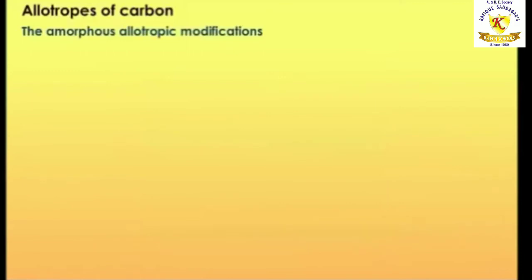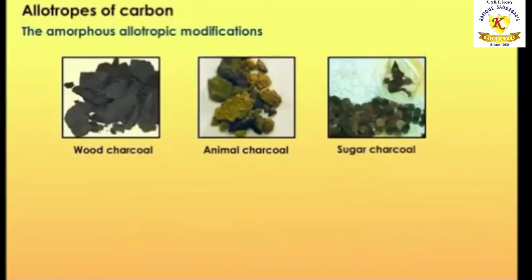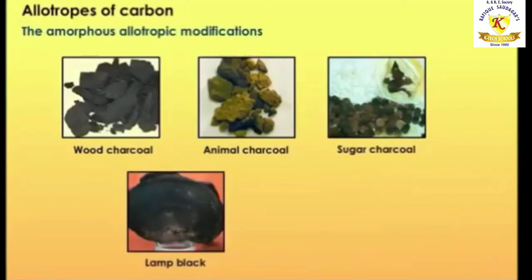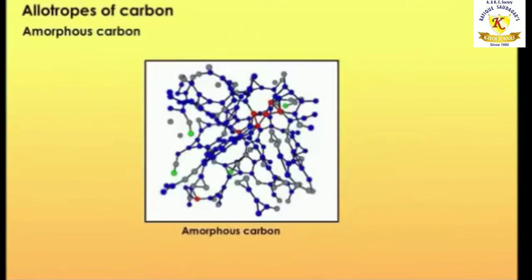The amorphous allotropic modifications. They are wood charcoal, animal charcoal, sugar charcoal, lamp black and gas carbon. These are all amorphous allotropes of carbon. Amorphous carbon is the black residue left behind when carbon compounds are heated in the absence of air.